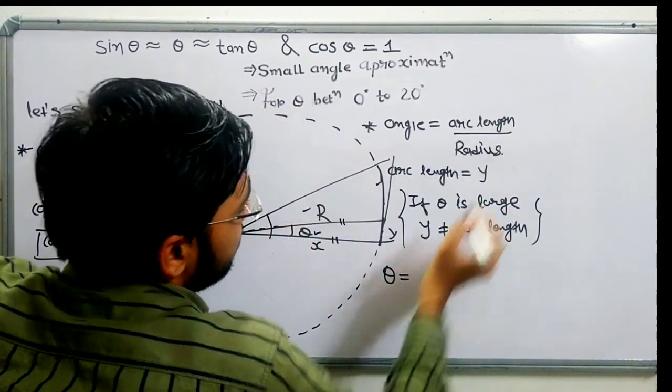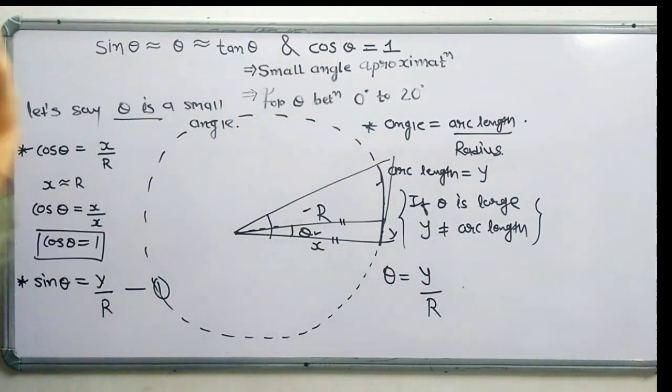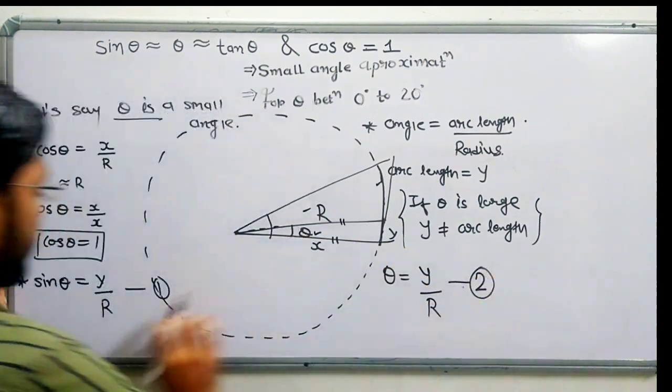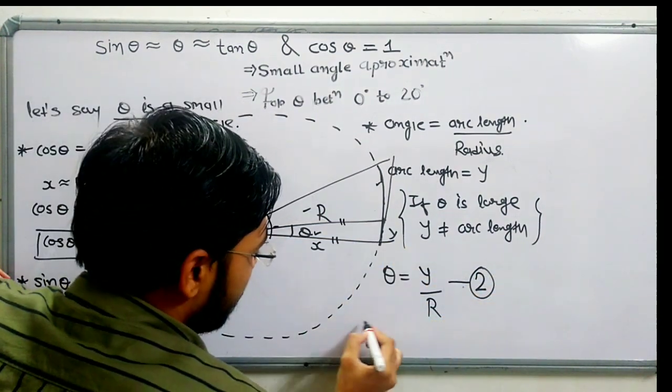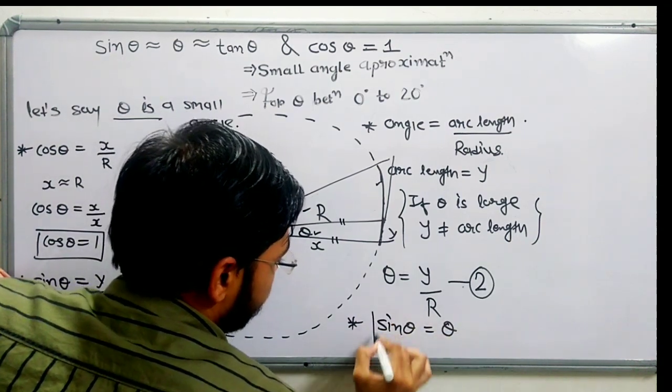Now angle theta is equal to arc length, which is y upon radius r. Now comparing these two equations, equation number 1 and equation number 2, we can say that sin theta is equal to theta.